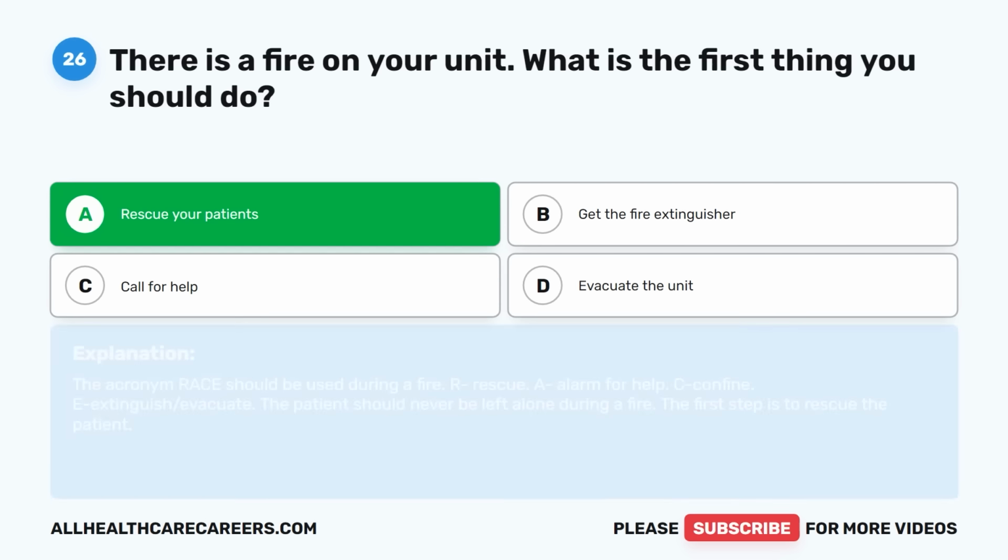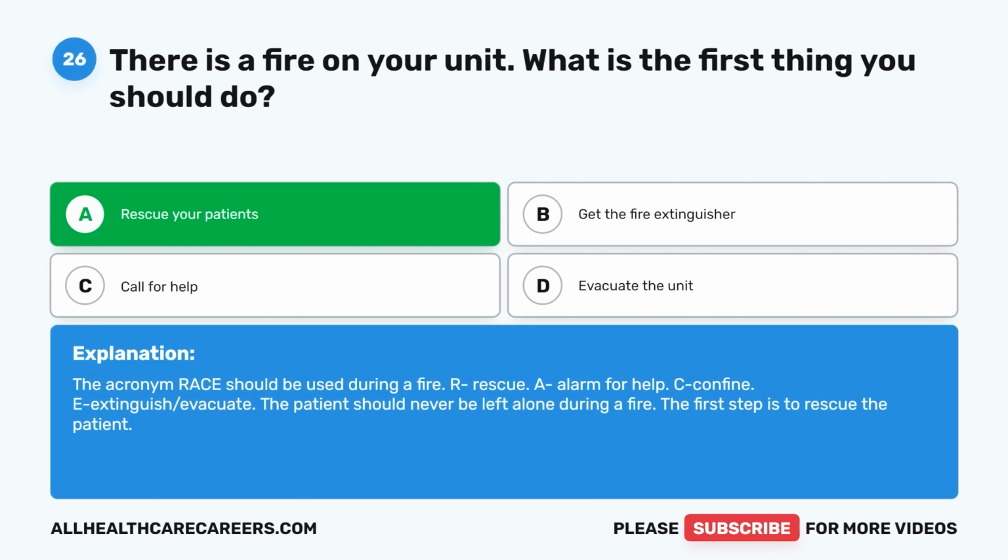Rescue your patients. The acronym RACE should be used during a fire. R. Rescue. A. Alarm for help. C. Confine. E. Extinguish. Evacuate. The patient should never be left alone during a fire. The first step is to rescue the patient.